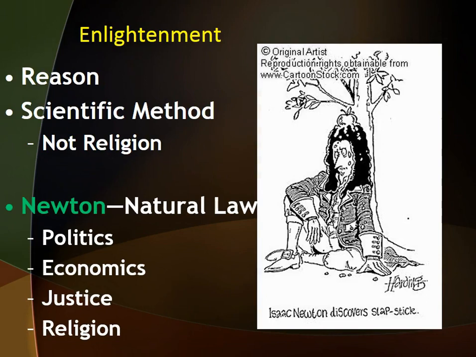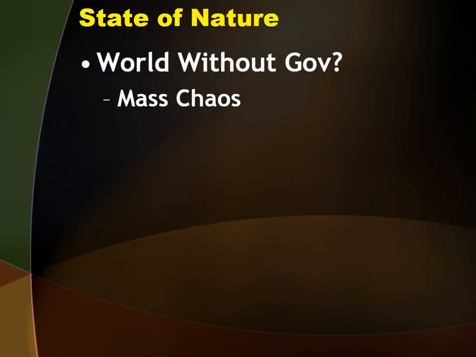And so if we look at Isaac Newton, his ideas of natural laws, he believed that there were laws, there were ways things happened that could control not just nature, but also politics, economics, justice, and religion. These are all things that had laws assigned to them. So this is where we come to the state of nature. We talked about the state of nature before. State of nature is what happens if there is no government.